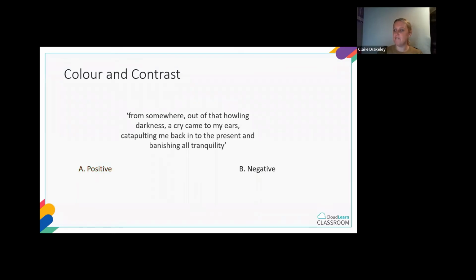So the next one, "From somewhere out of that howling darkness, a cry came to my ears, catapulting me back into the present and vanquishing all tranquility." So we're talking again about the light and dark. Sorry, let me relaunch the poll. Is the light or dark being used here in a positive or a negative light? What kind of tone and atmosphere do we get from this?